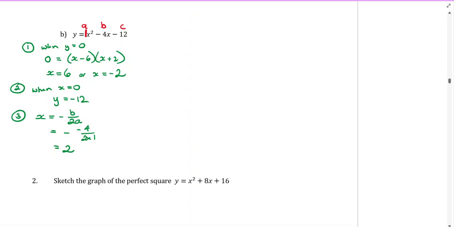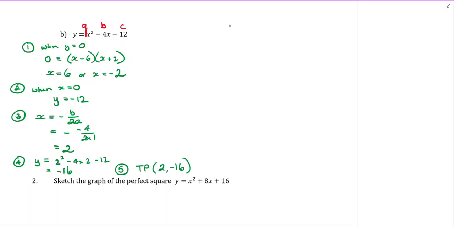Next, we need to find the y value that goes with that. So step 4, we sub x equals 2 into our original equation, and we would get y equals 2 squared minus 4 times 2 minus 12. That equals 4 take away 8 take away 12, which is negative 16. Step 5, which I'm almost running out of room for here, is writing the turning point as a coordinate. So the x value was 2 and the y value was negative 16.